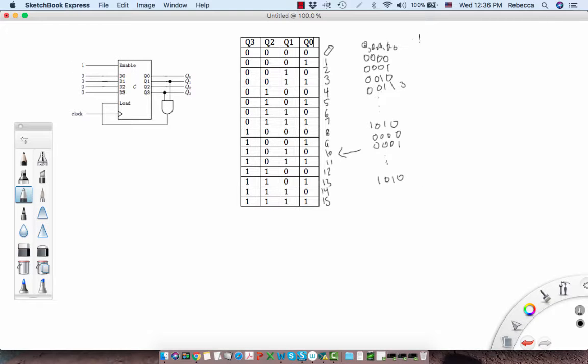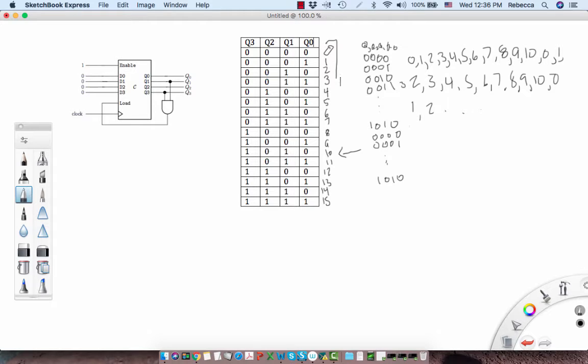So if you start at 0, you get the sequence 0, 1, 2, 3, 4, 5, 6, 7, 8, 9, 10, 0, 1, 2, 3, 4, 5, 6, 7, 8, 9, 10, 0, 1, 2, and so on. Okay, and the same thing is going to happen if you start at any value from here to here, because there's no reason why the count would work any differently.